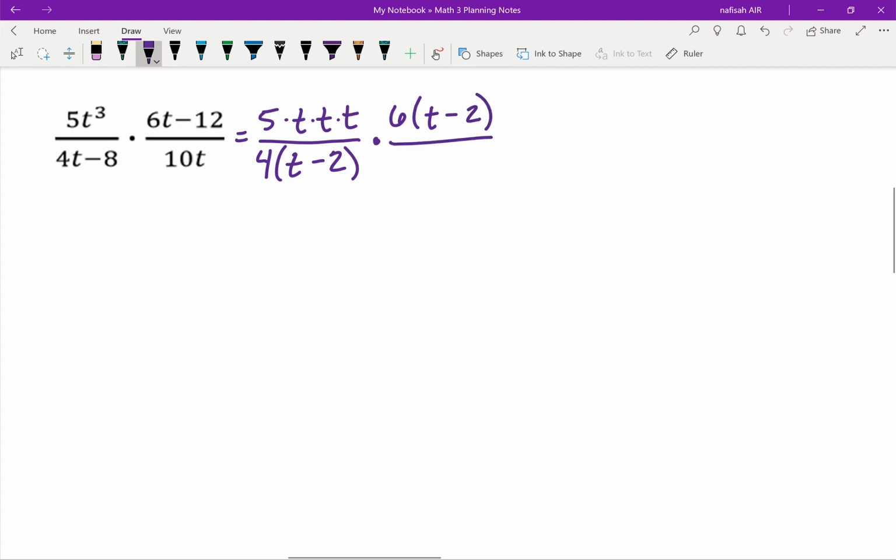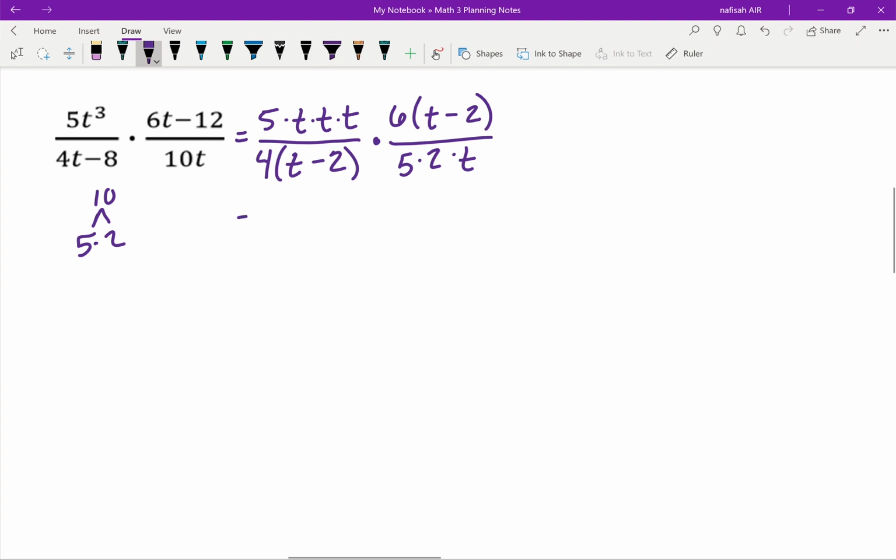And I'm going to divide that by 10 can be broken down. 10 is 5 times 2. So I'm going to have 5 times 2, and then I had a t there. Okay, so that is the only thing that is different from the previous examples where we just had one term in the numerator and denominator to these examples. From here, everything else is the same.